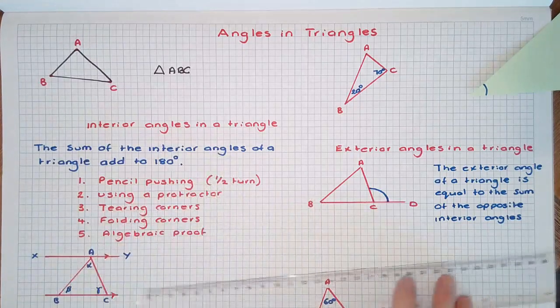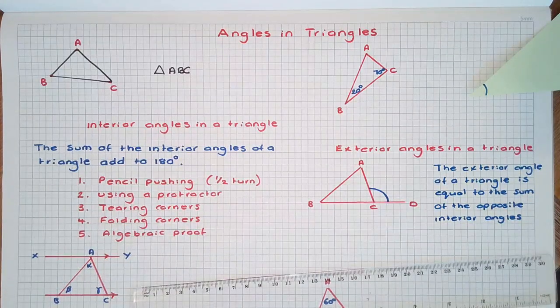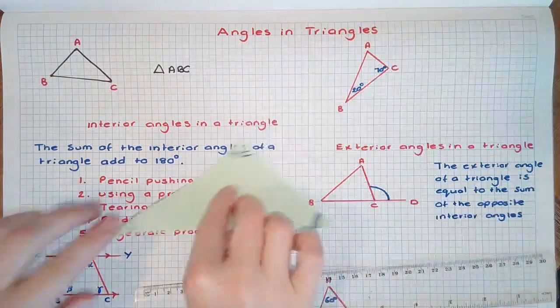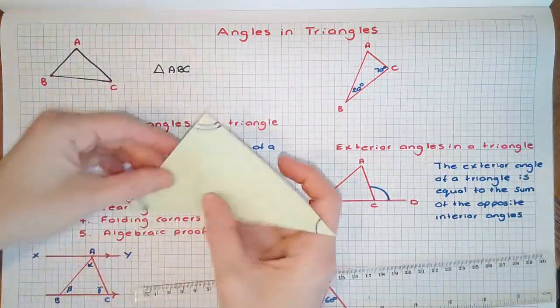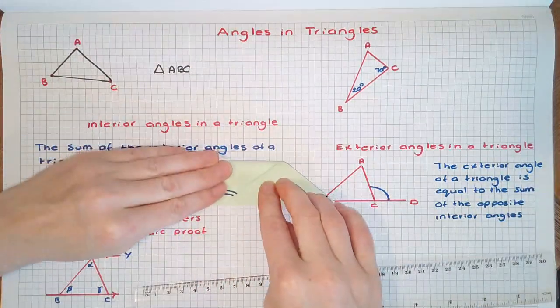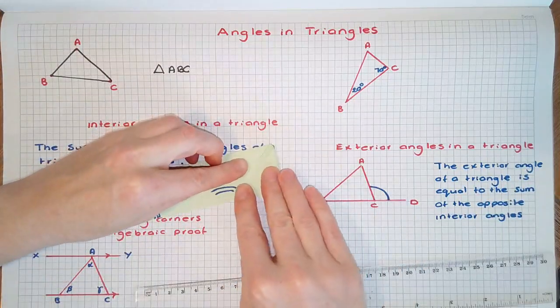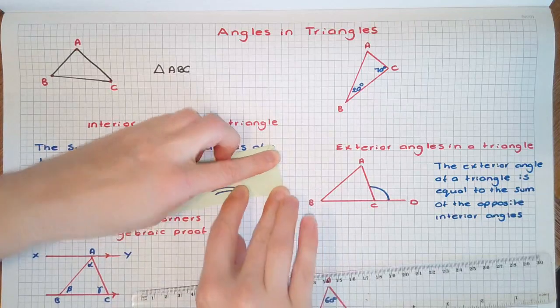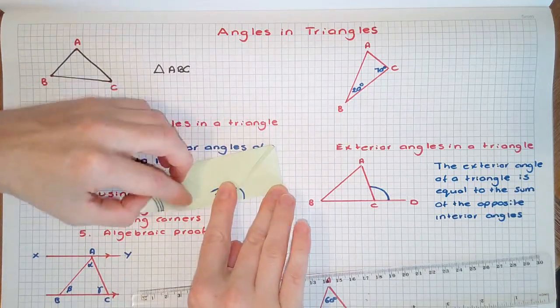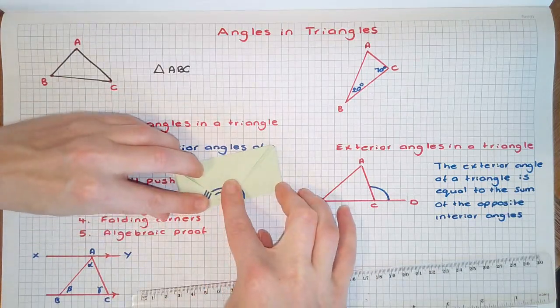A fourth way of demonstrating this rule is by folding the corners. If I take another triangle, I'll turn it over, and I can fold them all down. So again, you see that the interior angles of the triangle will always form a straight angle.